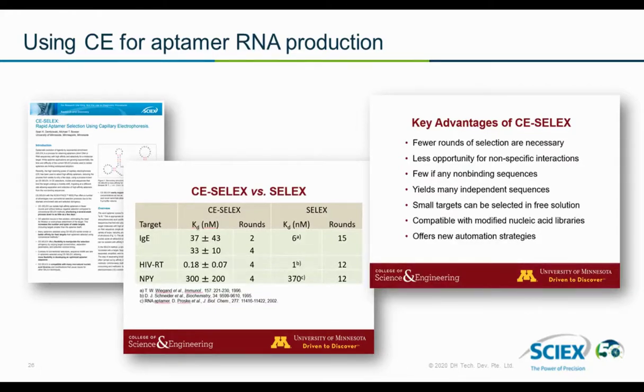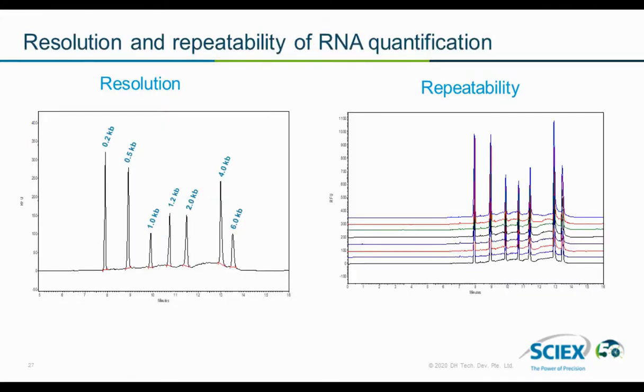Because you're using CE, it's a really high resolving technique for separating different forms of the aptamers. There's less opportunity for non-specific interactions, and it yields many independent sequences. Again, that's due to the resolution, right? Because you're fraction collecting, it allows you to capture different sequences. So it's quite a flexible technique for aptamer RNA production. Anyone interested in this particular area, I recommend going to the CIEF website and downloading the application note for this particular space.